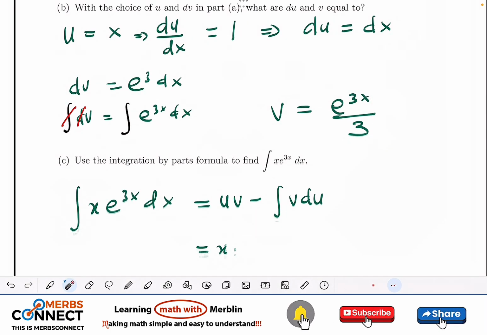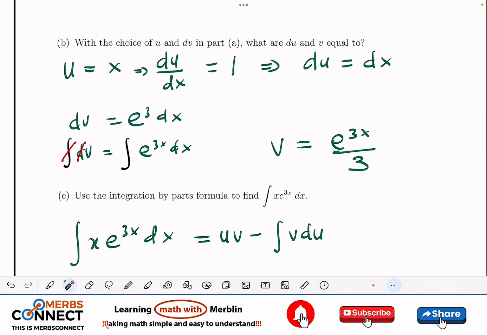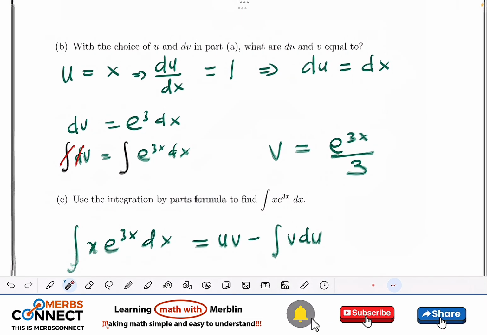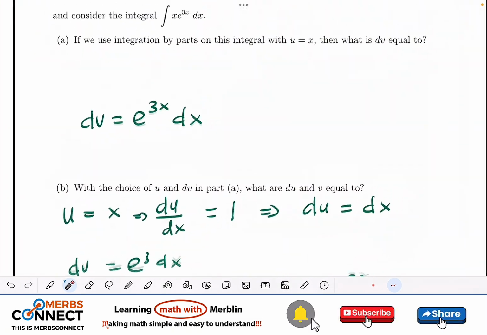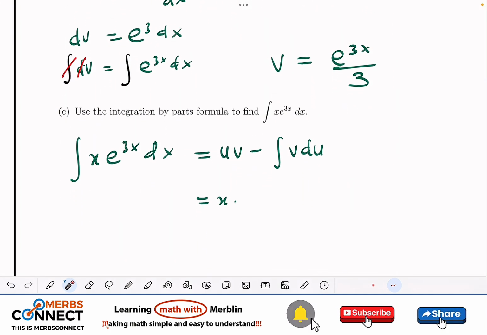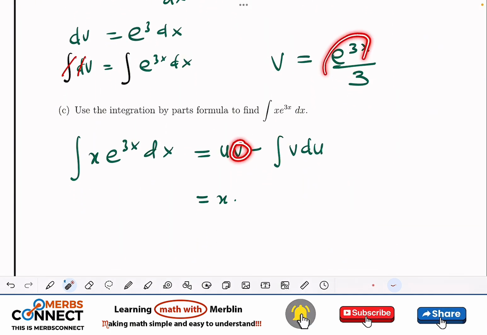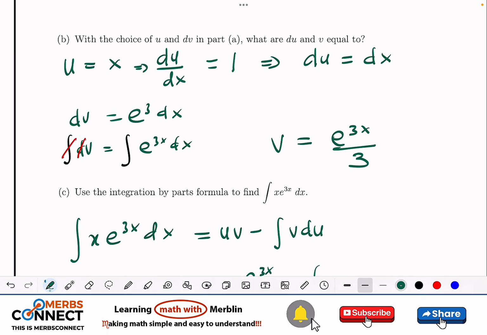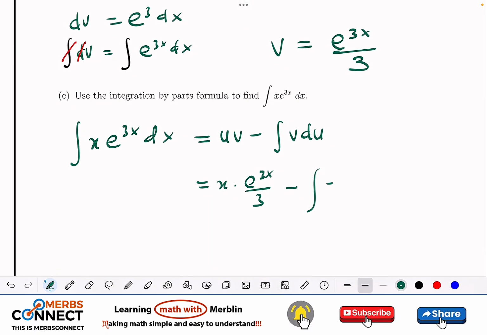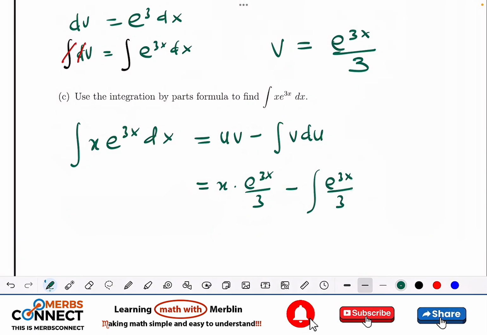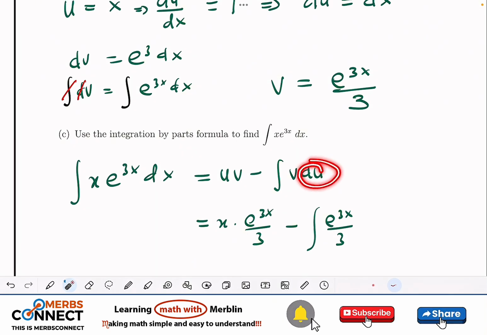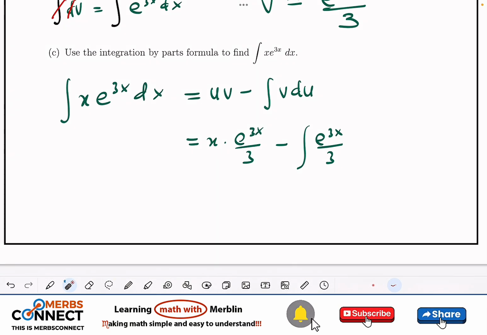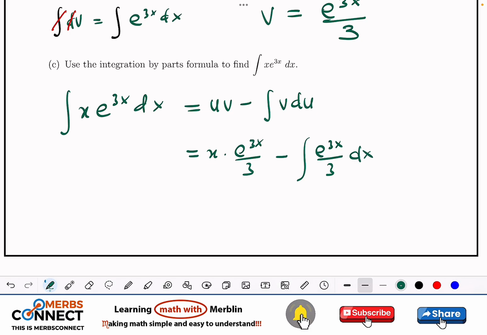So you see what we are doing? We use a to do b, we use b and a, we are using it to do c. So if you get any of them wrong, it means that everything is going to be wrong. Good. So what is v in? v in is this. So I multiply by e to the power 3x divided by 3 minus integration of v in, divided by 3. And what is du? du is the same as dx, so we are going to have dx. Good. So now let's simplify.